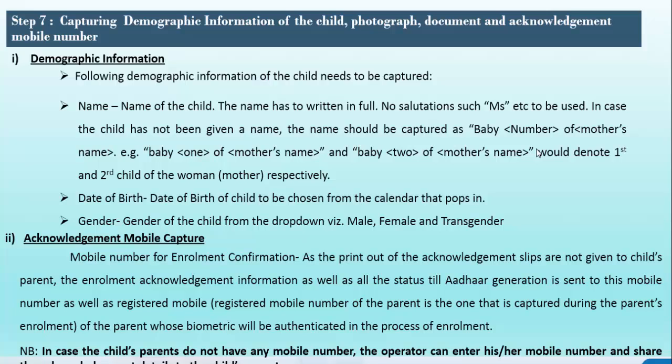So the name field we can capture without the name of the children. At that time we can give baby 1, baby 2, like this, depending on the mother's or father's availability at the enrollment time.